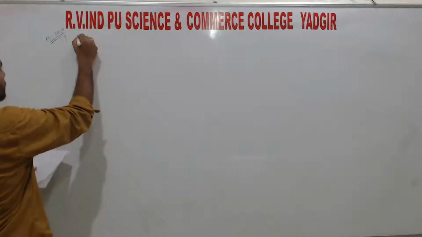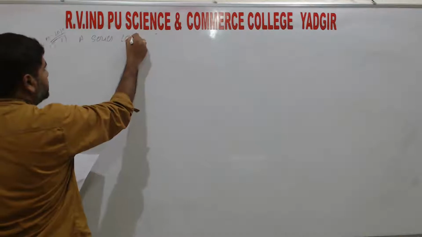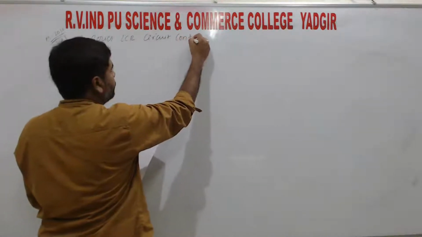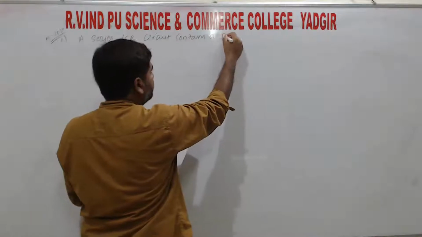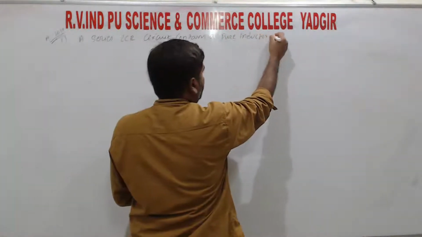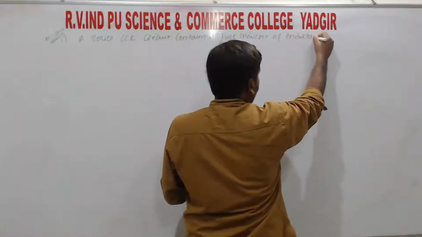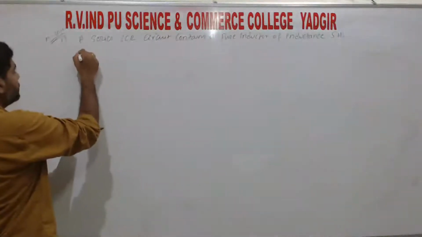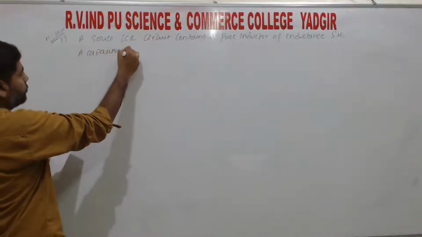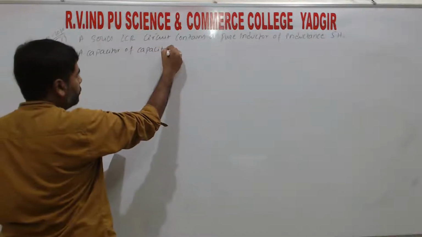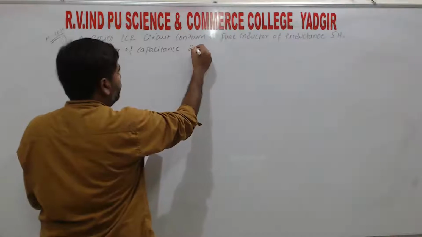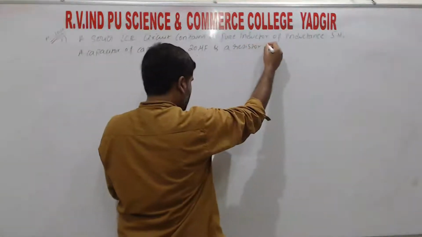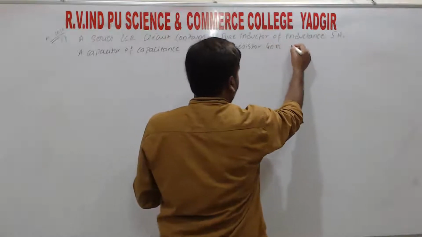2020, this year. A series LCR circuit contains a pure inductor of inductance 5 Henry, a capacitor of capacitance 20 microfarad and a resistor of 40 ohm.